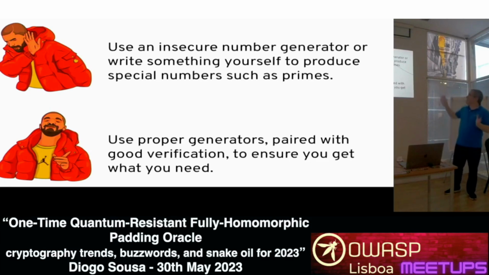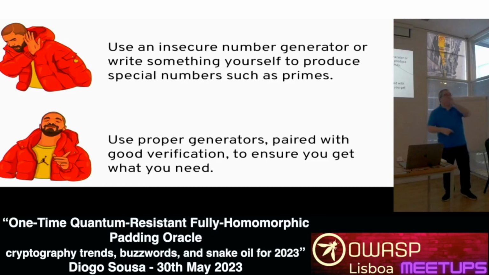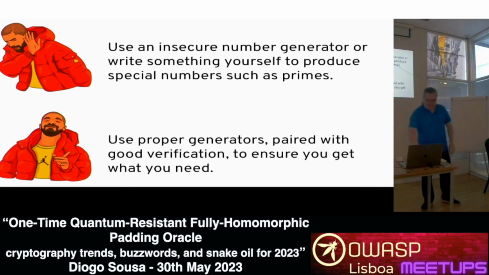You do not use the insecure number generator. Write something yourself to produce your special number such as a prime. Nah, don't do that. Use proper generators paired with good verification to ensure that you get what you need. Okay? Use good mechanisms and always verify them. And you're thinking, but what's the worst that could happen? Like in my Java projects in school, I used Random and generated the numbers, it was fine.